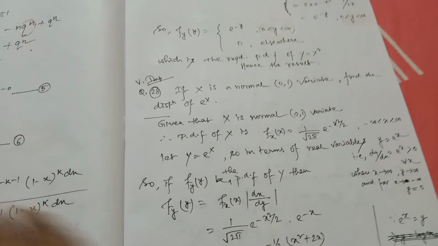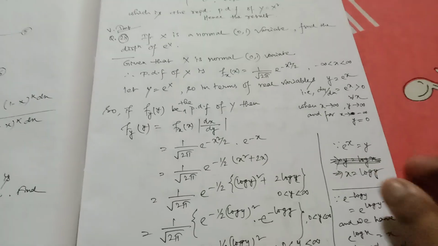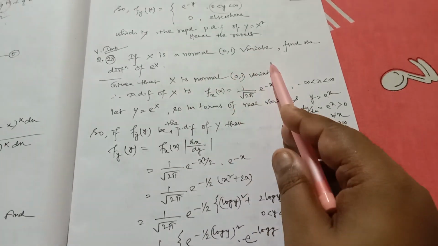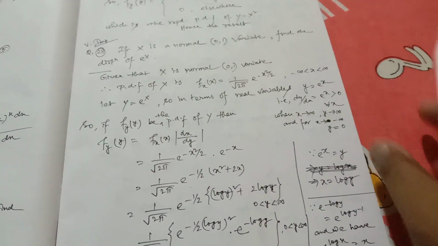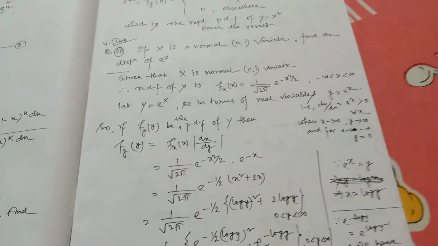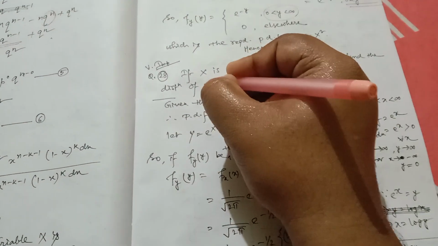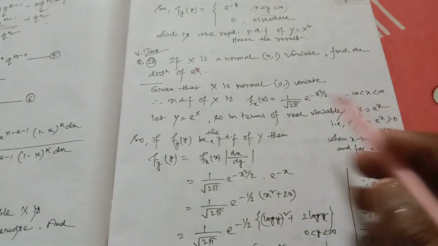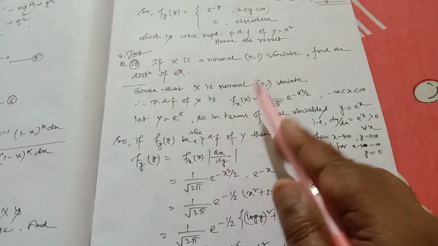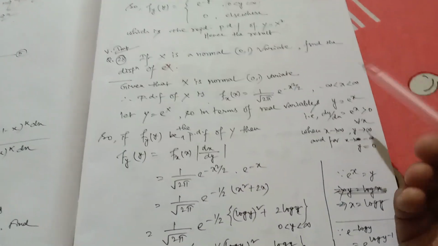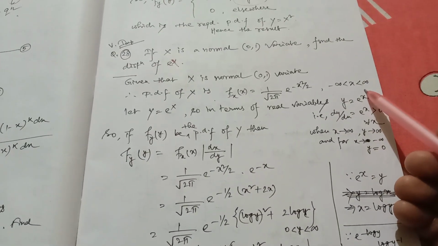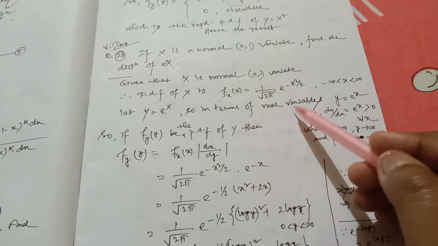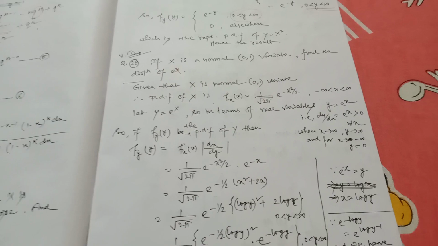Now there is another important problem, that is question number 28 as per this exercise. If x is a normal 0, 1 variate, find the distribution function of e to the power x. As usual, you can say x is a normal 0, 1 variate means it is a standard normal variate. So first write down the probability density function of x. We all know the range is minus infinity to infinity for x, and the density function will be 1 by root 2 pi e to the power minus x square by 2.